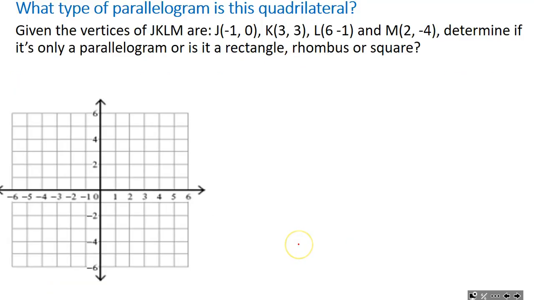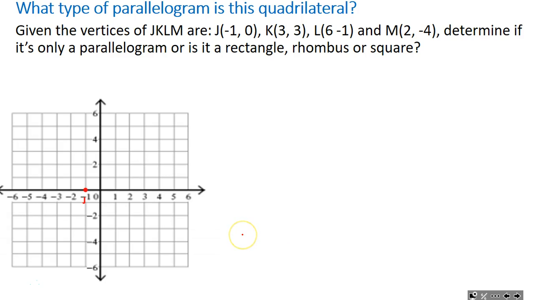And again, it doesn't matter what kind of parallelogram it is, guys. It could be a rectangle, a rhombus, or a square. The process is the same for all three. Now, here's the other thing I keep getting lots of questions about. So what type of parallelogram is this quadrilateral? Given the vertices of J, K, L, M, determine if it's only a parallelogram or if it's a rectangle, rhombus, or a square.